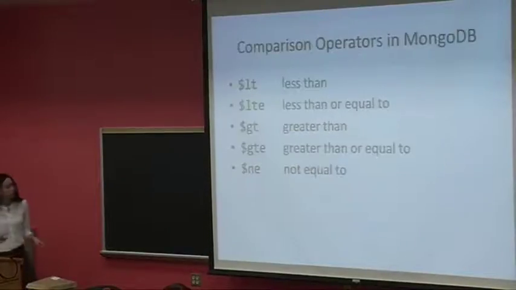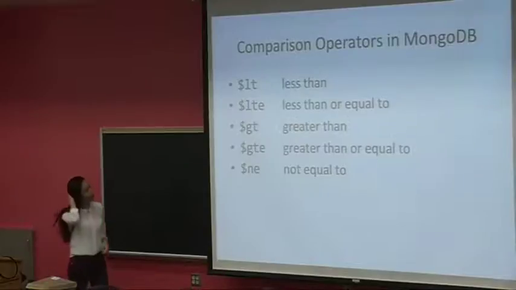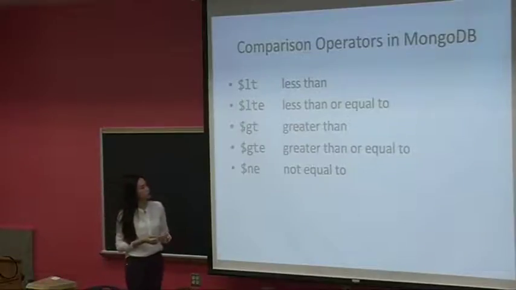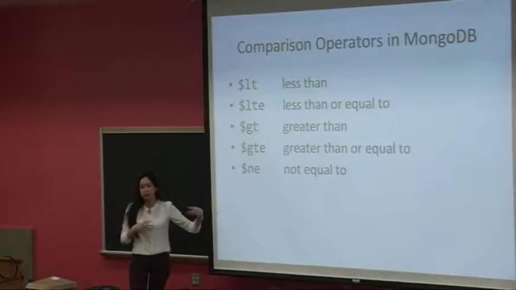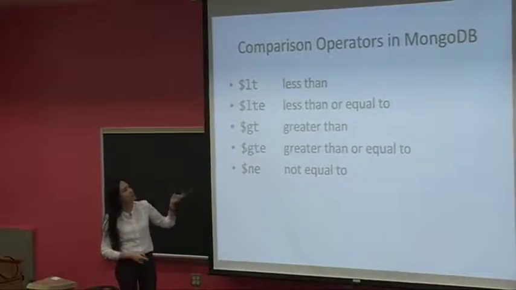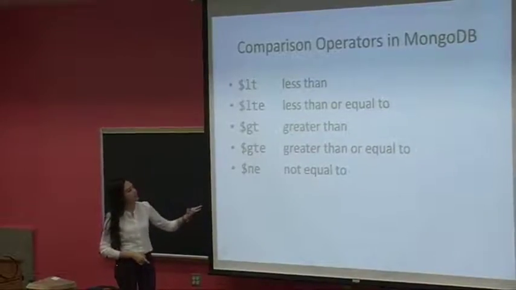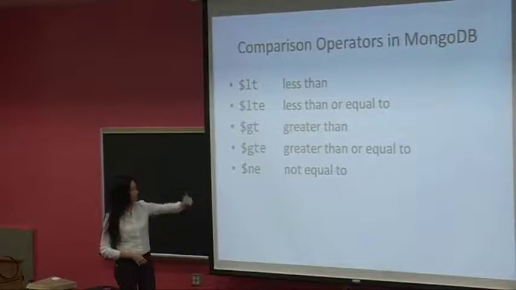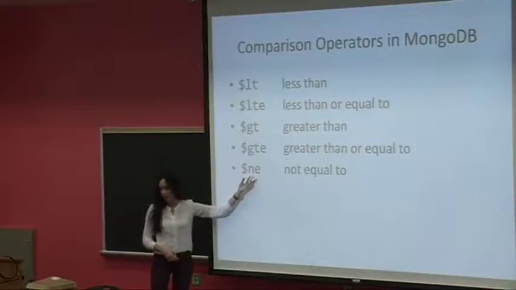So here are just the comparison operators that are in MongoDB. Actually, it's really self-explanatory, but I put it anyway in case you forgot what it would mean. So LT means less than, LTE means less than or equal to, okay? Really intuitive, and NE is not equal to.